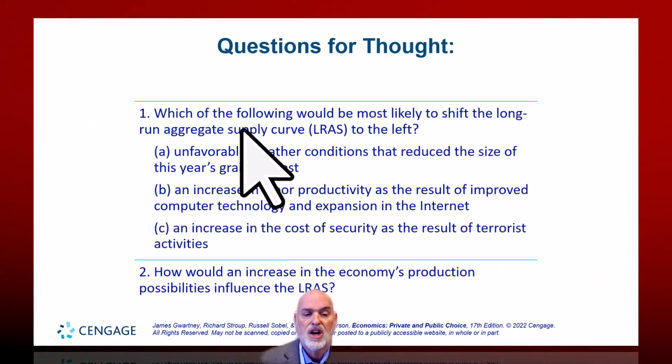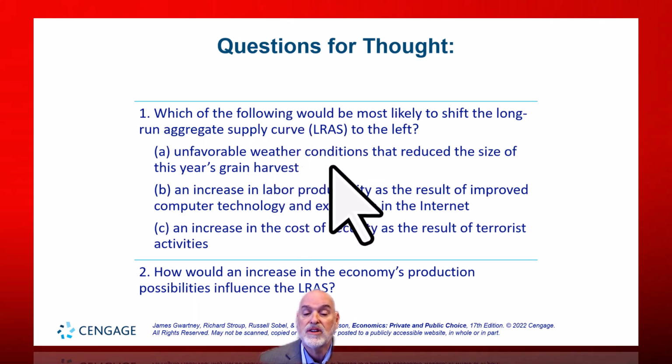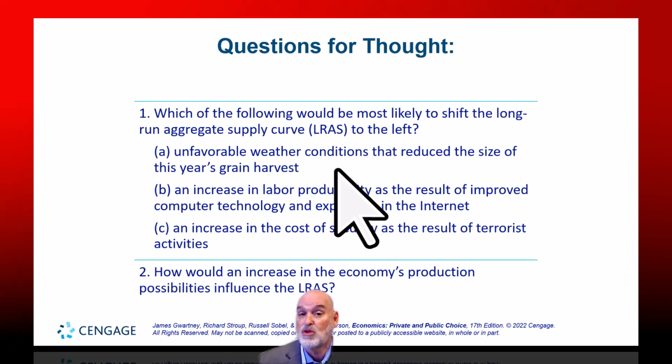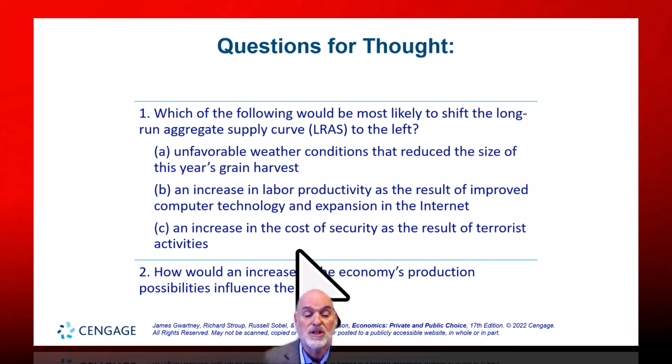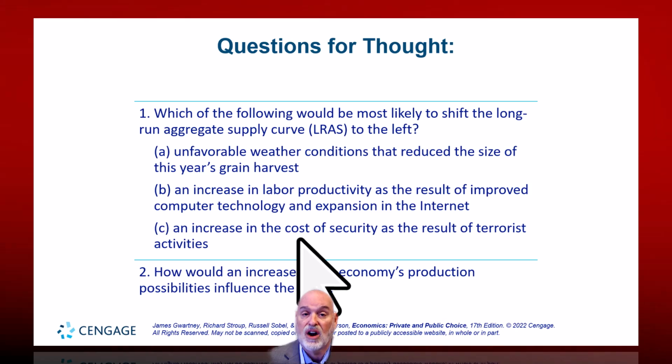Questions for thought. Which of the following would be the most likely to shift the long-run aggregate supply curve, LRAS, to the left? A. Unfavorable weather conditions that reduce the size of this year's grain harvest. B. An increase in labor productivity as the result of improved computer technology and expansion in the internet. C. An increase in the cost of security as the result of terrorist activities. Question 2. How would an increase in the economy's production possibilities influence the LRAS?